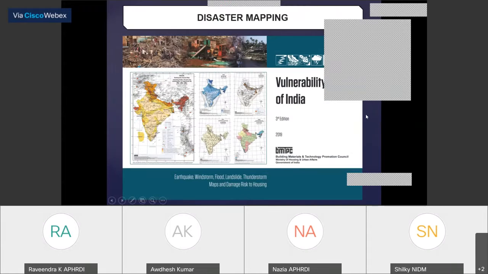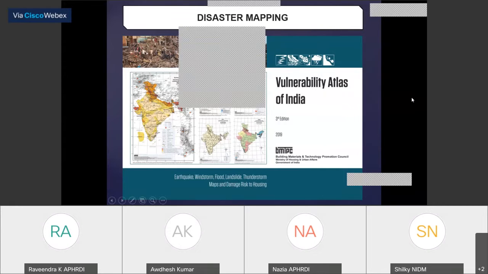Then we have disaster mapping, and disaster mapping is essential because if you map a region, for example, you have seen several sites that have risk mapping, landslide risk mapping, coastal areas risk mapping. As well as this, you can see this document about the vulnerability. This is the Vulnerability Atlas of India, and it was published by the Building Materials and Technology Promotion Council, Ministry of Housing and Urban Affairs, Government of India.